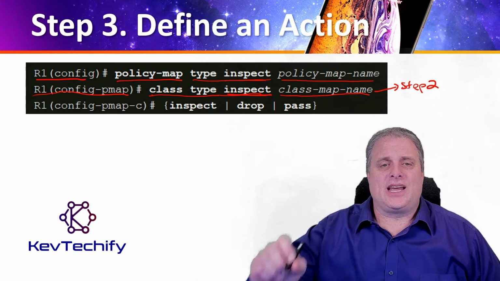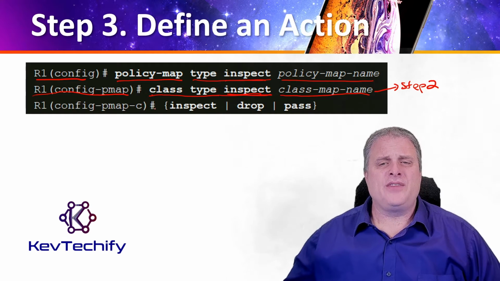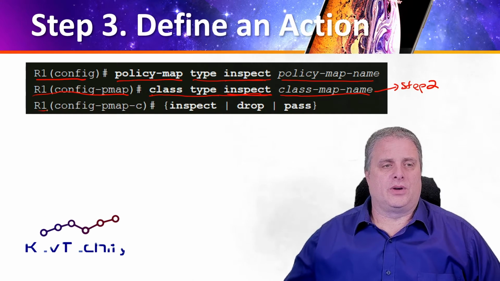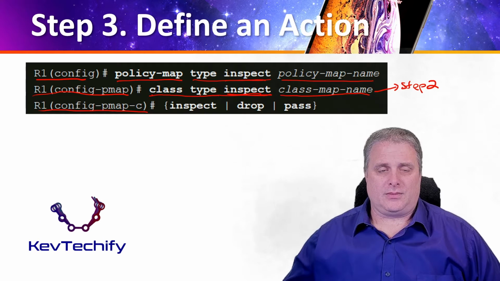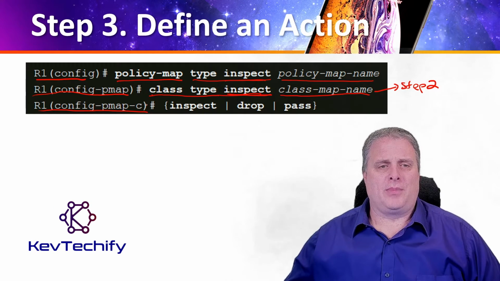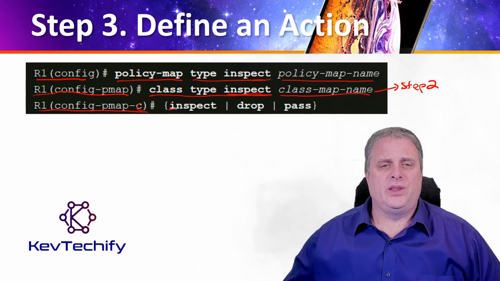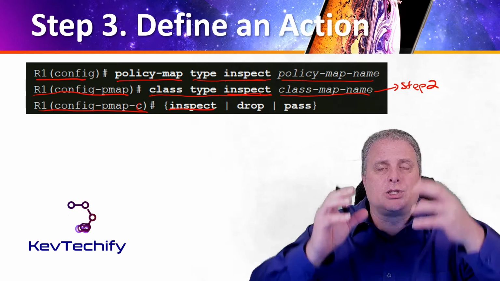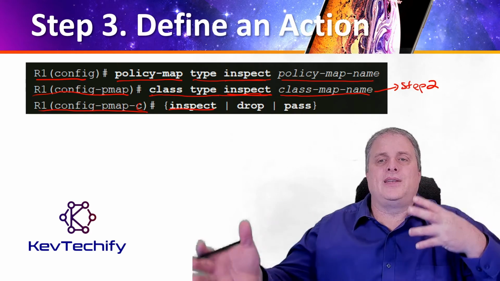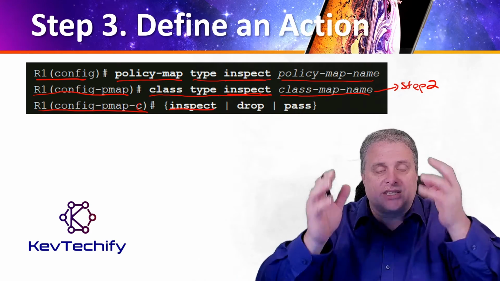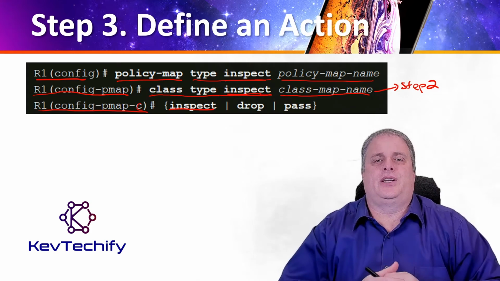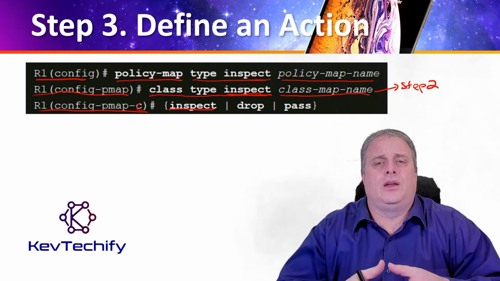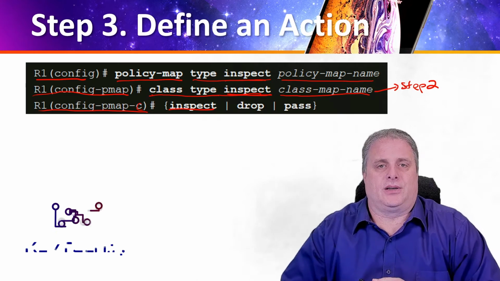If it matches that criteria, then you have to tell it what to do. And once again, notice our prompt has changed. Now we're in a policy map, the class configuration with the C here. We need to tell it to either inspect, drop, or pass it. Now, if we do the inspect, this is an action that offers state-based traffic control. The router maintains the session information for TCP and UDP and permits the return traffic.